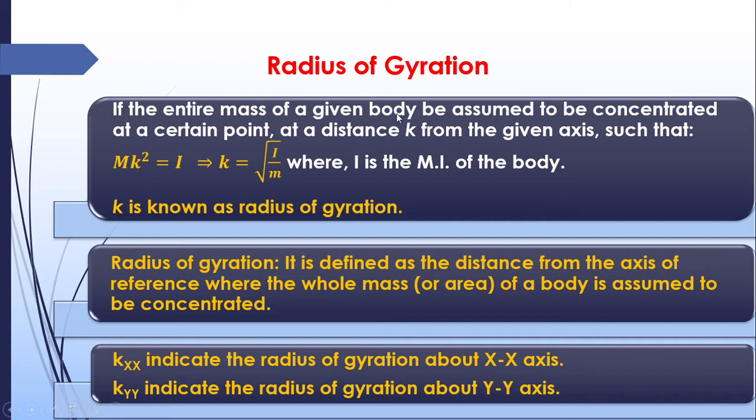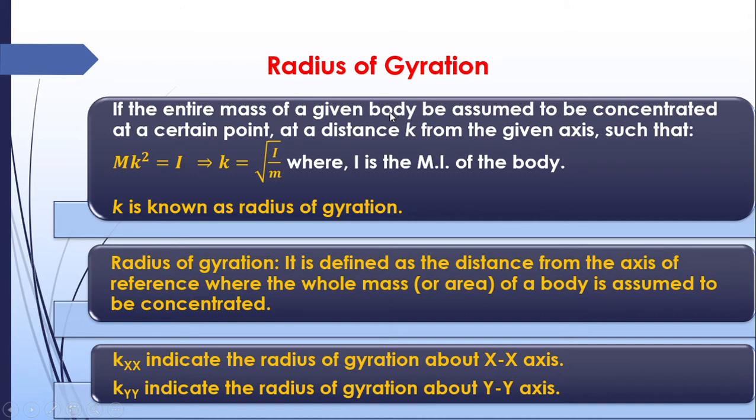If the entire mass of a given body is assumed to be concentrated at a certain point, let it be at a distance k from the given axis such that mk square is equal to I. That is, if the moment of inertia is equal to mk square, then that k is known as the radius of gyration. That distance is known as the radius of gyration. It can be written as root of I by m.